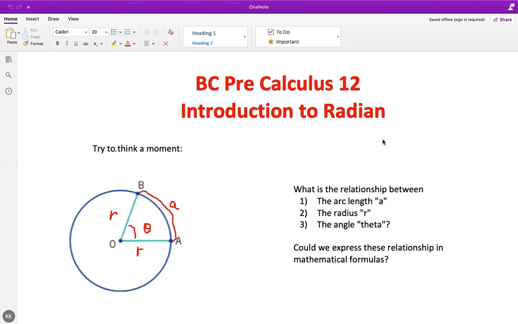So before going deep into the topic, I want you guys to think about this for a moment. Here in the left picture, I show you a circle with the radius equal to r. With two radii, we have an angle theta and we have the arc length AB. I want you to think about this question: what's the relationship between arc length, the radius, and the angle theta? Could we have a formula to relate these quantities? I'll give you a second to think about this.